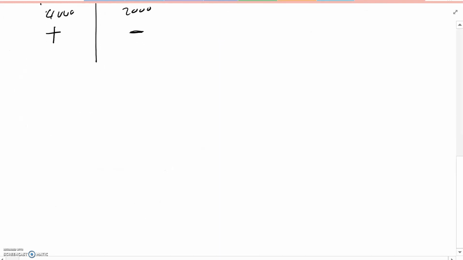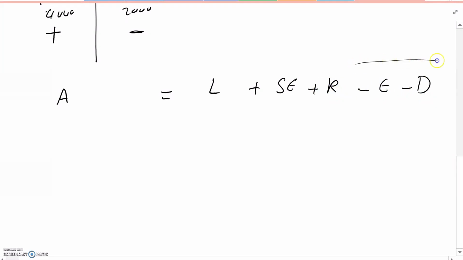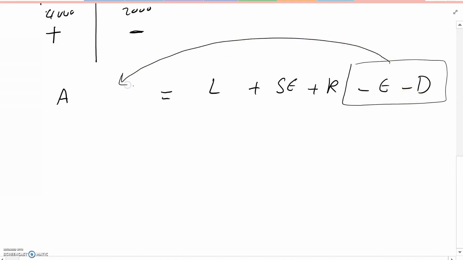I'll return back to the accounting equation, where assets equals liabilities plus shareholders' equity plus revenues minus expenses minus dividends. Now you see those expenses and dividends, they are negative. How could you transfer them to the positive side? You're going to move them here, and then they're going to be positive. They're going to change sign. So you can say D, E, and A, so that you can say D will be equal to L plus SE plus R.